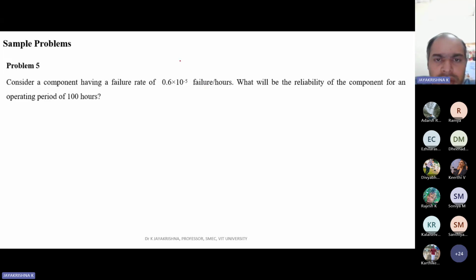Then again the failure rate lambda is given. What is the reliability of the component operating for this T? This is very simple: R of T is e power minus lambda T. You substitute and you can find it out.